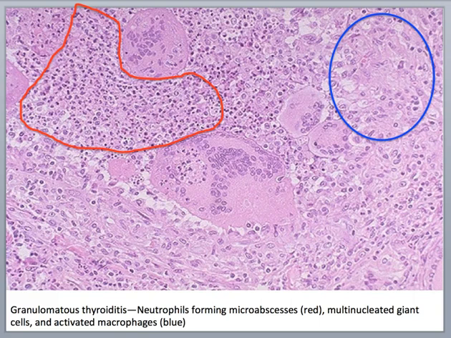Again, in granulomatous thyroiditis, there are not well-formed granulomas, but it gets its name because of the collection of cells that form typically granulomas.